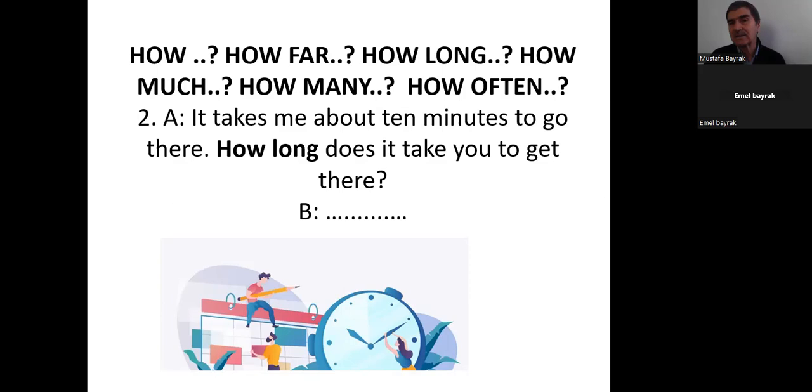How long does it take? So it takes. This is important for us. How long does it take you? How long does it take Ahmet to get there? It takes him 20 minutes to get there. This is important for us for now.